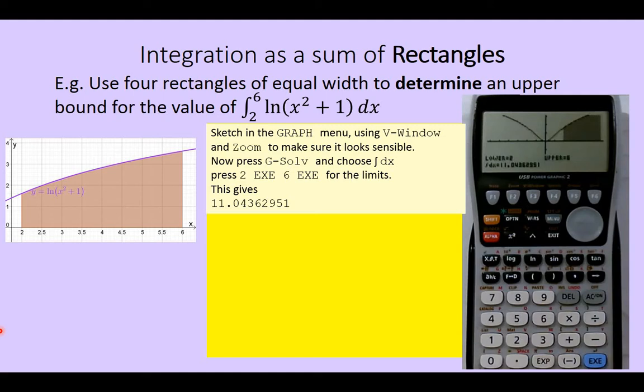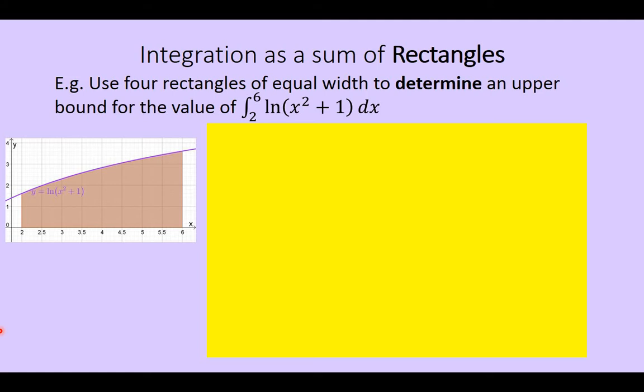So now we can also sketch the graph. We can start thinking about drawing rectangles on it. So we have a range going from 2 to 6, and we need to fit 4 rectangles. So if we do 6 take away 2 and then divide it by the 4 rectangles, each rectangle will be of width 1.